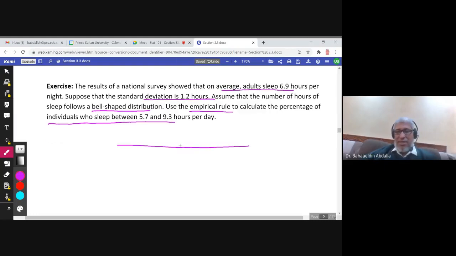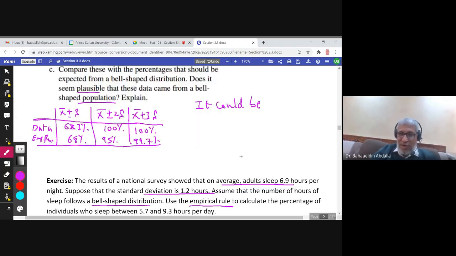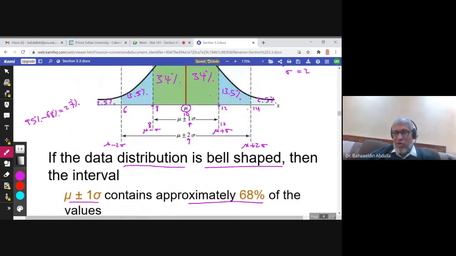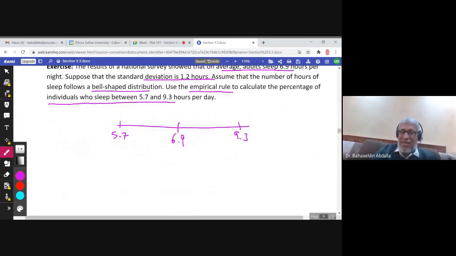So I know that 6.9 is the mean, and I'd like to know what percentage of individuals will sleep between 5.7 and 9.3. Well, I will be able to answer this question if I can find out where 9.3 is. What is the distance of 9.3 from the mean? How many standard deviations did we go to the right from the mean? To find how many standard deviations we moved from 6.9, you simply find the distance between 9.3 and 6.9, and you divide by the standard deviation. By this, you will know how many standard deviations. You will find that the answer is 2. Actually, this is mu plus sigma, and this is mu plus 2 sigma.